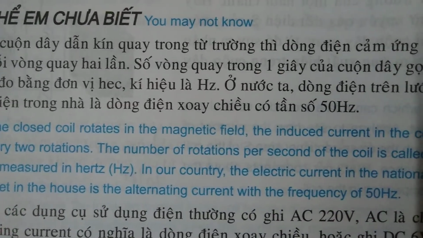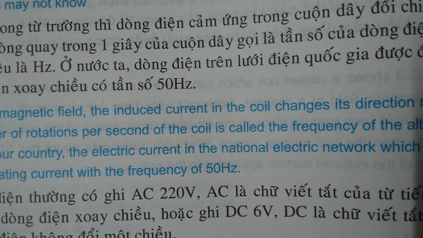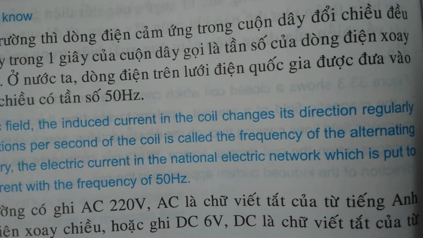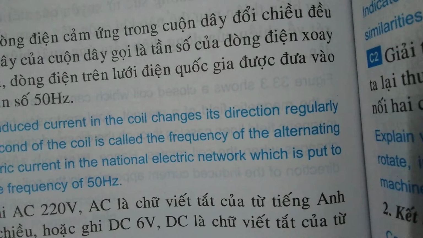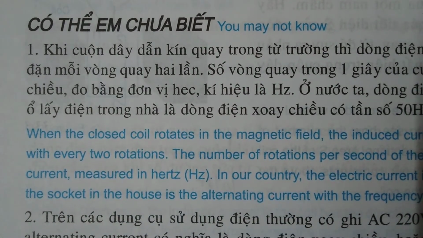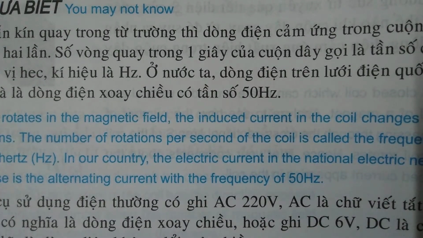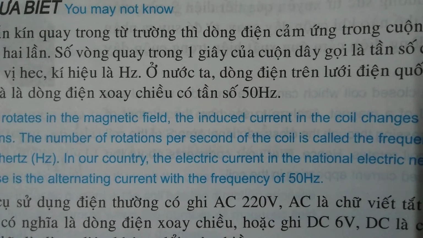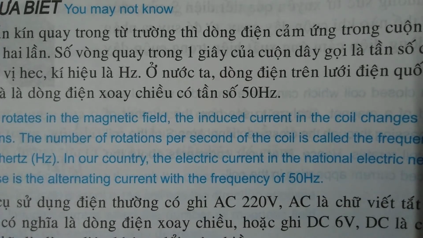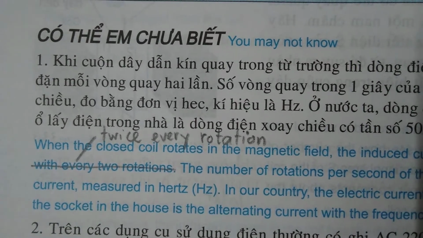In our country, the electric current in the national electric network, which is put to the socket in the house, is the alternating current with the frequency of 50 Hz, changing direction twice every rotation.